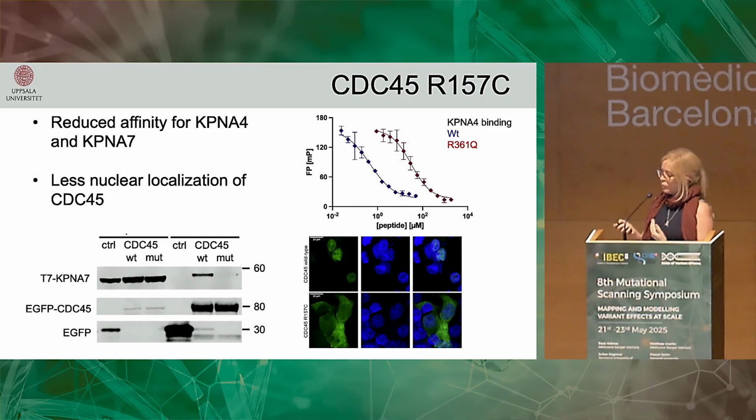By testing the affinity, when we introduce this R to Q mutation, we can see a significant loss of binding. So I think this was a 1,000-fold change of affinity. And we can also see that we do lose the interaction between the full-length proteins, and maybe more importantly, we do lose the nuclear localization of CDC45. So this is just one way to show how we can use these mutational data to start to pinpoint what is actually happening, what do these mutations do.